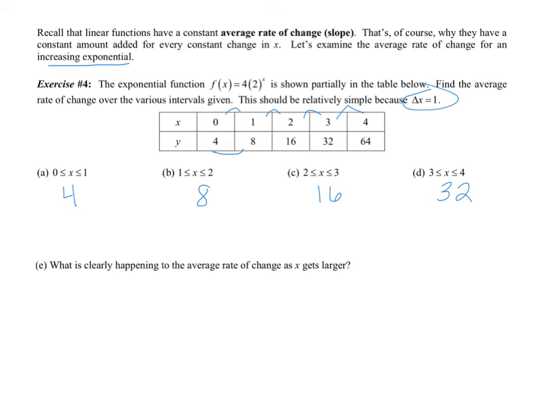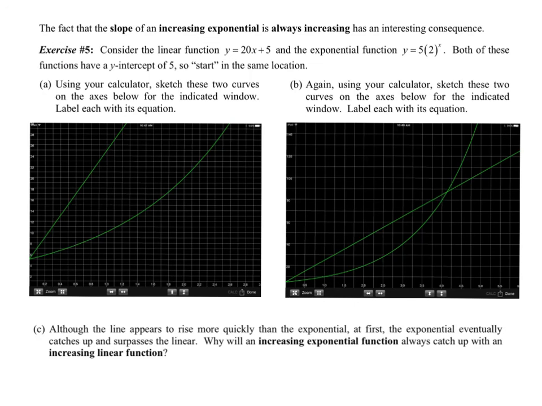Next question. What is clearly happening to the average rate of change as x gets larger? Well, you can say a couple different things here. You can say that it's multiplied by 2. You can say that it doubles. And you want to know that the word doubles means that it's multiplying by 2, because sometimes they ask it in that question. The fact that the slope of an increasing exponential is always increasing has an interesting consequence.